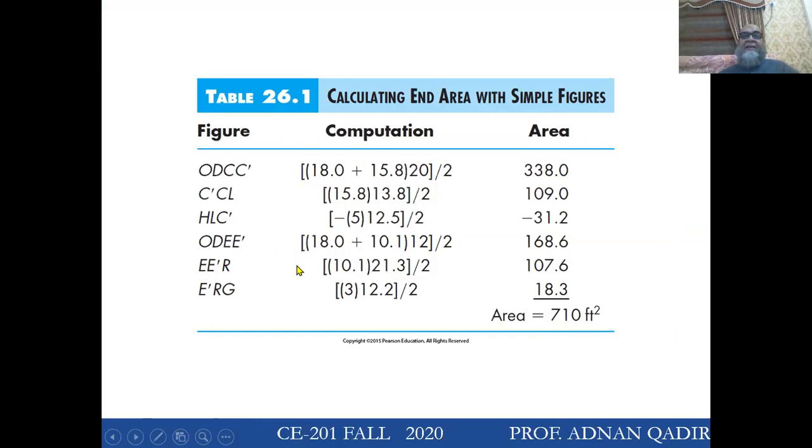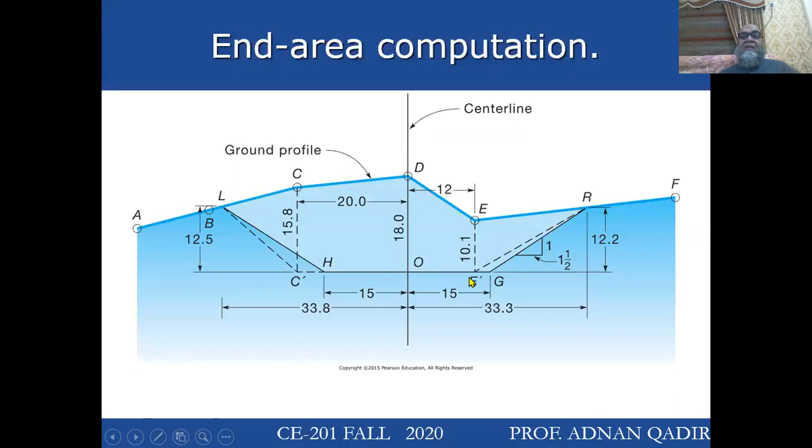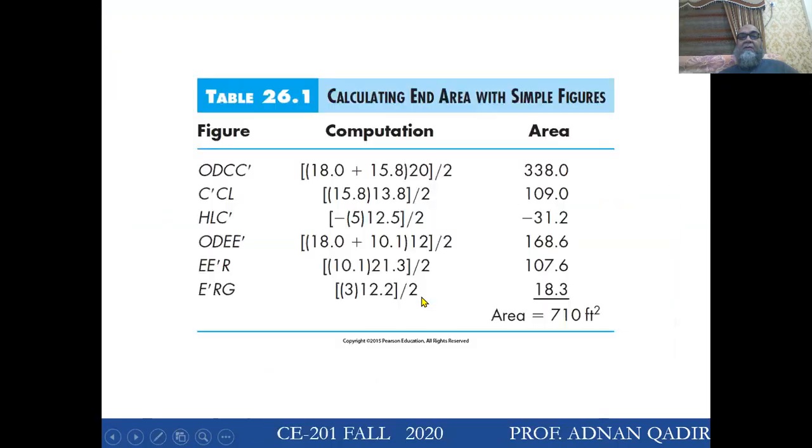Then you go to the right hand side, ODE dash 10.1 plus 18 multiplied by 12 divided by 2. And then we'll go with this thing again. This is what? This is 12. So 33.3 minus 12 is what? 21.3. This is height and divided by 2.